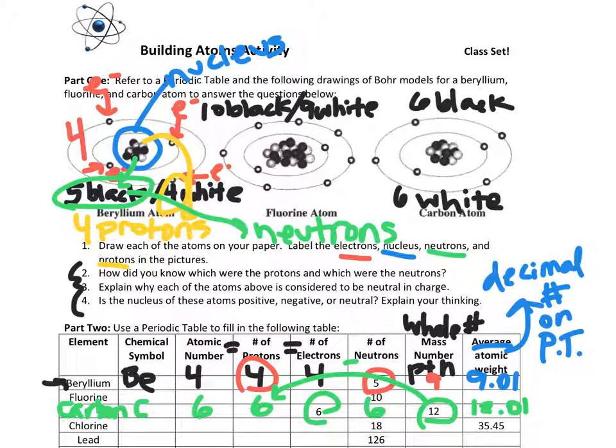Okay. All right, so now you guys are going to go back and finish part one, the drawings and the questions there, and then you can use the periodic table to finish up this chart as well as the questions underneath. If you don't finish in class, you'll see that it's the first thing for homework.